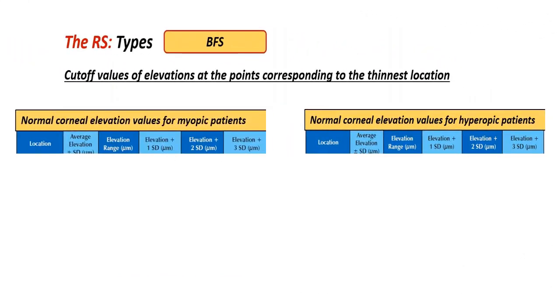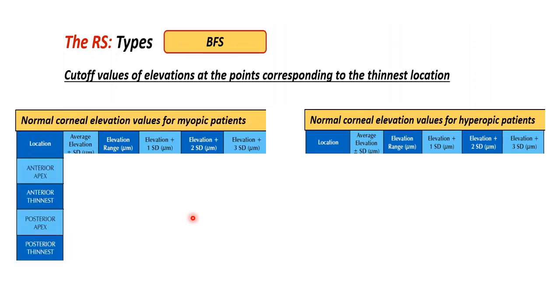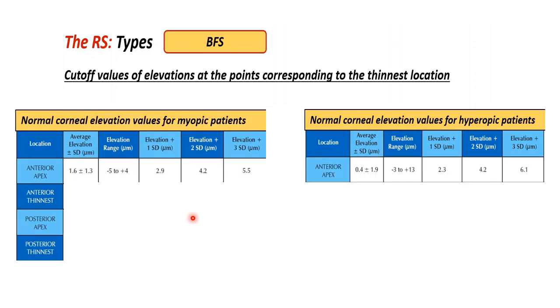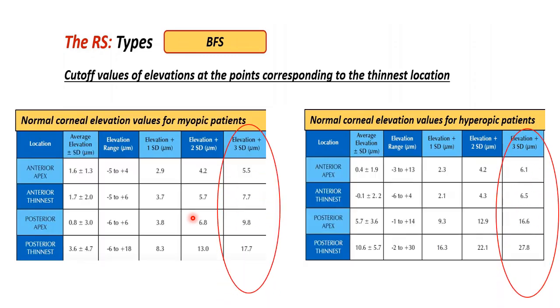This table shows some of the cutoff values for the elevation maps using the best fit sphere on Pentacam, using the anterior and posterior elevation maps. Now, these cutoff values are important because they are related to the thinnest point of the cornea as well as to the apex of the cornea, and we have different values based on the standard deviation. Usually the value with 3 standard deviations is the one which is used, as it provides a safety confidence interval.